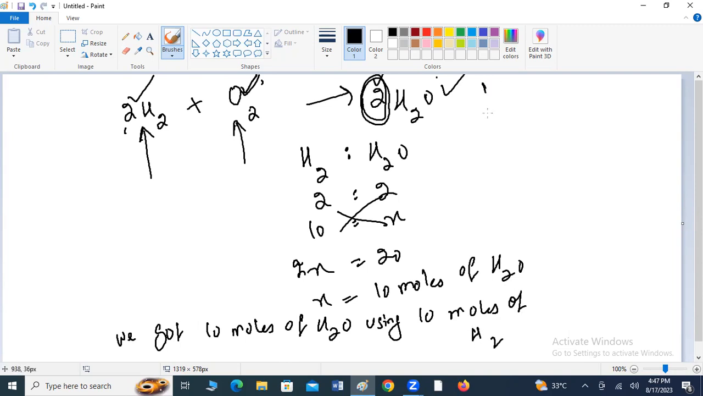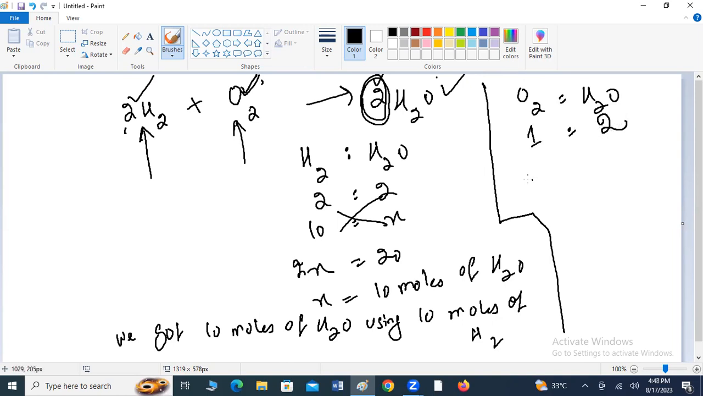Now we will do the same procedure for oxygen as well. Oxygen ratio water. Can you tell me how many moles of oxygen are there? One. And for water, two. And what about the moles of oxygen given in the question? We don't know. In the question you can see he has mentioned 7 moles of oxygen, and we don't know about water. Cross multiplying will give us 7 twos are 14 moles of water.